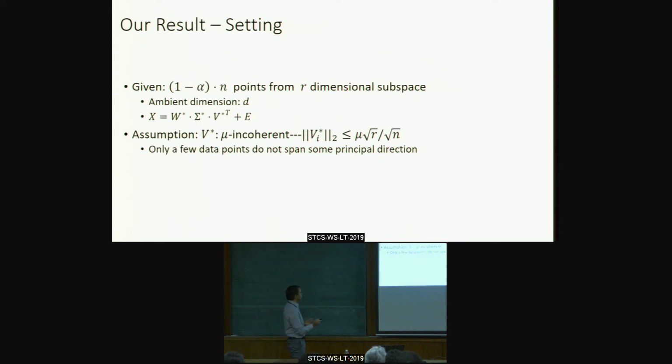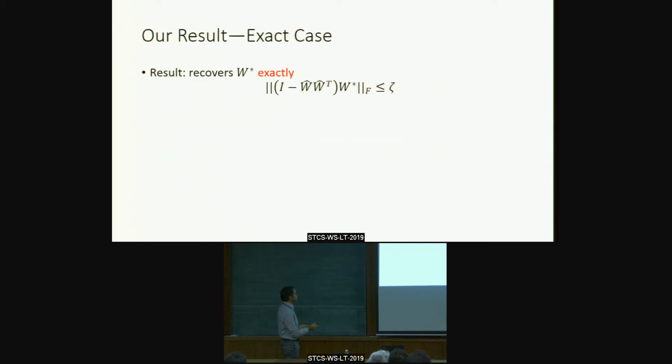And suppose this matrix V, that is your right singular vectors of the true data matrix, is what we call mu incoherent. This is a technical condition. It sort of says that your data points cannot gang up in some principal directions. It's just to avoid that. Under this condition, what we show is that you'll be able to recover W star exactly.